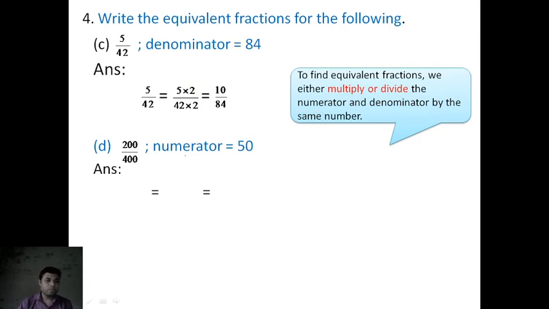Okay, very good. Next, 200 by 400, and here numerator 50. What is the numerator? 200. So my dear student, here the required numerator is smaller or larger? Obviously it is smaller. And what I have told, if the required is smaller, we will divide to make equivalent fractions. So by which number will you divide 200 to get 50?